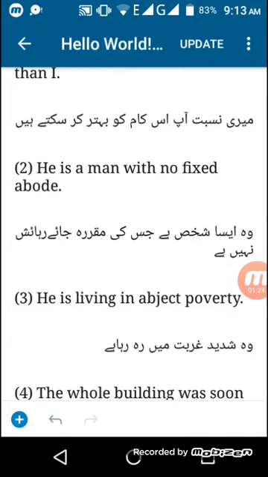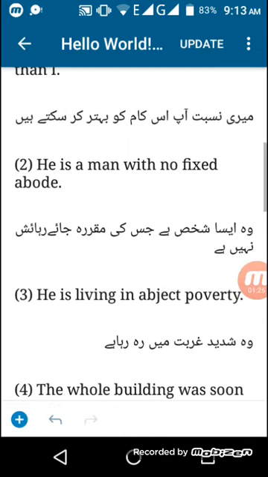The third one is, let me point it out. The third one, he is living in object poverty. He is living in object poverty. And it means, as you can see, वो शदीद गुर्बत में रह रहा है.